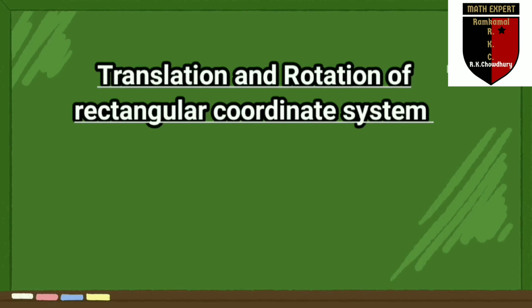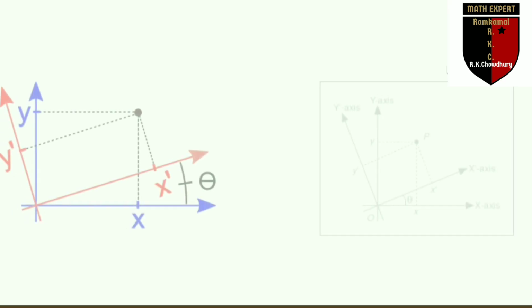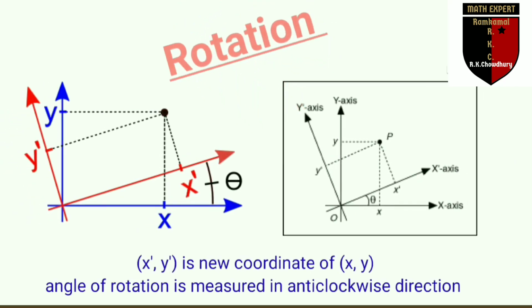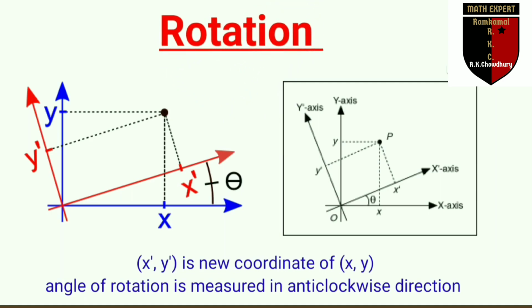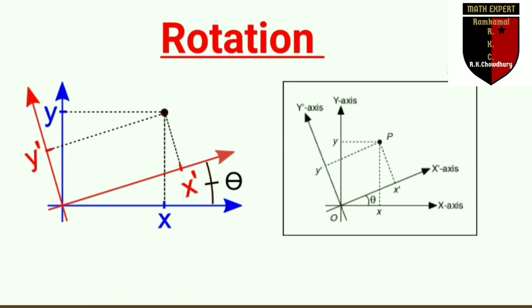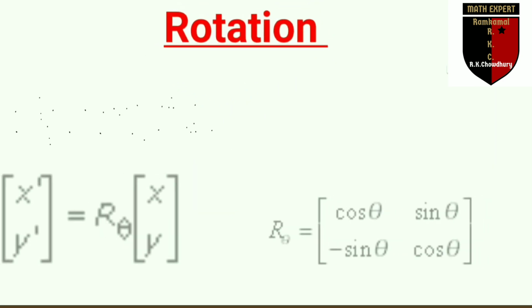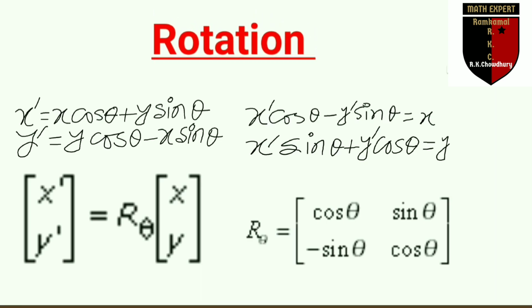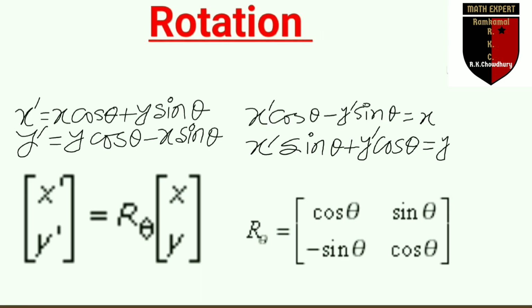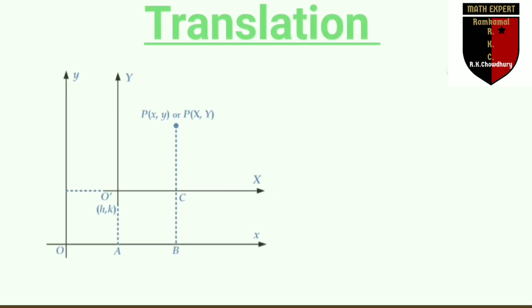Let's talk about rotation and translation of the Cartesian or rectangular coordinate system. In rotation, we rotate the axis at an angle theta in the anti-clockwise direction. In translation, we shift the origin to the point (h, k) without rotating the axis.